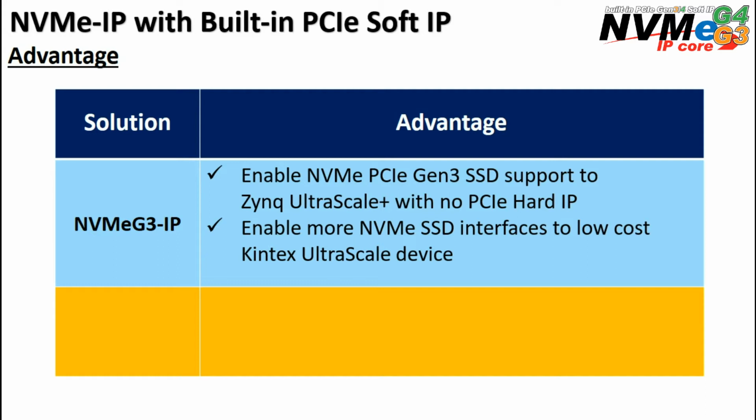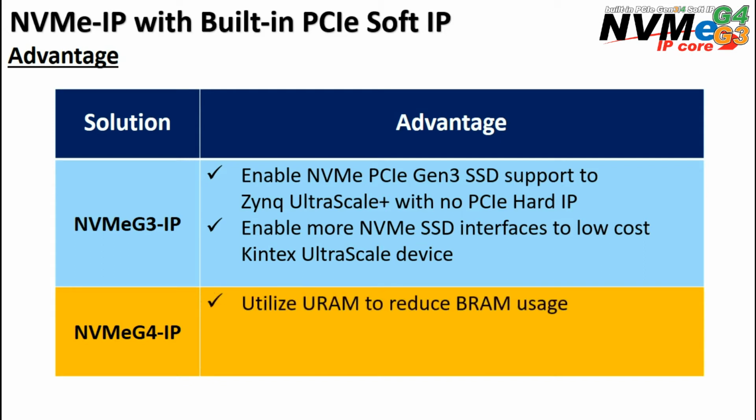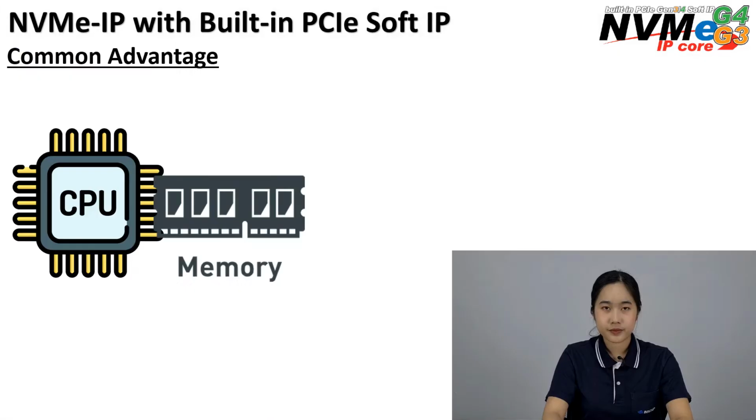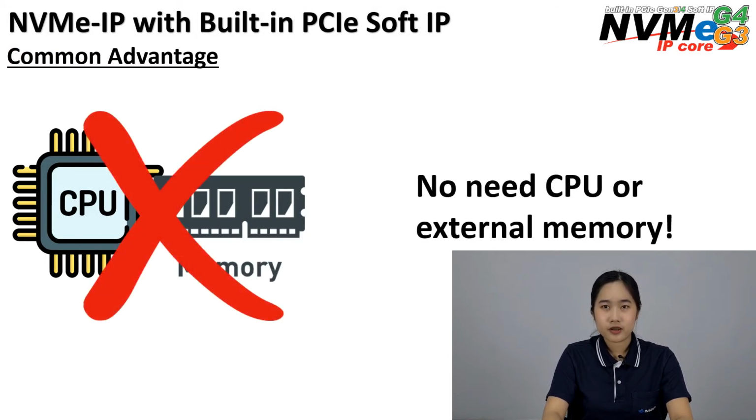For NVMe Gen4 IP, there are two advantages. First, it uses Ultra RAM instead of block RAM, so there are more block RAM available. Second is, it supports both GTH and GTY transceiver. Moreover, the advantage of both IP is you don't need to include CPU or external memory.